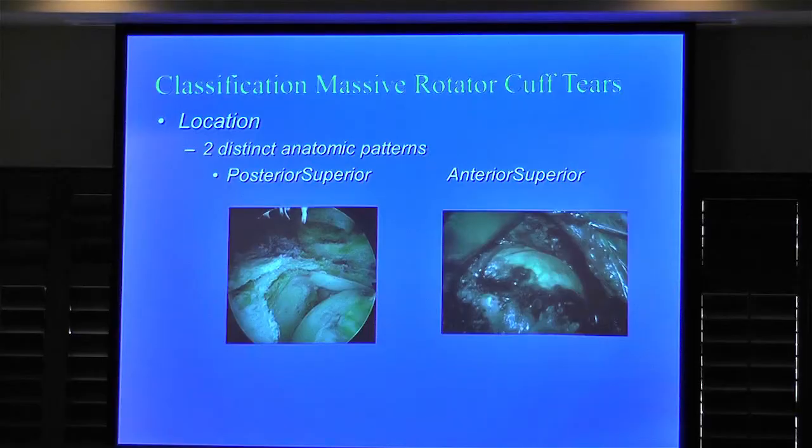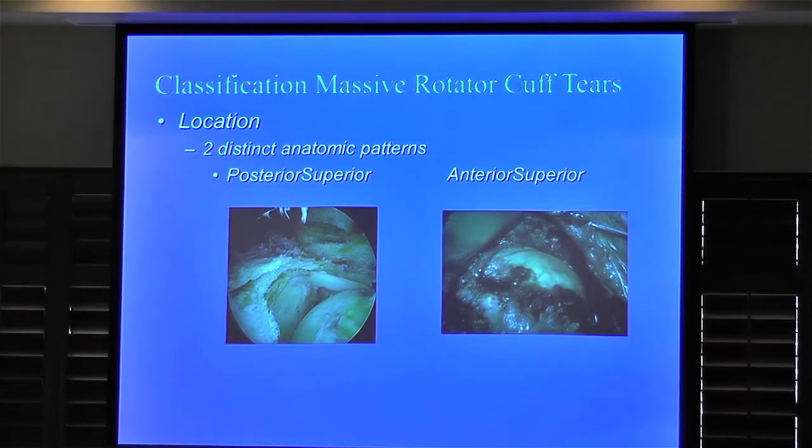And then here we have the front of the humeral head, or the anterior aspect, and where the subscapularis, the biceps, and the supraspinatus should be is all exposed. So we kind of simplify this in the anatomic patterns of posterior superior and anterior superior.